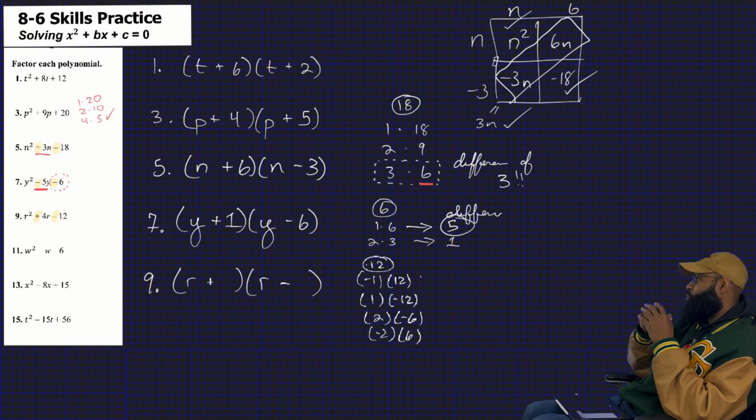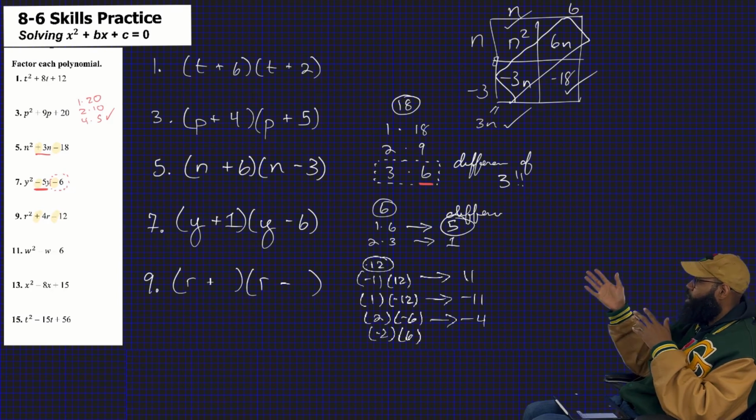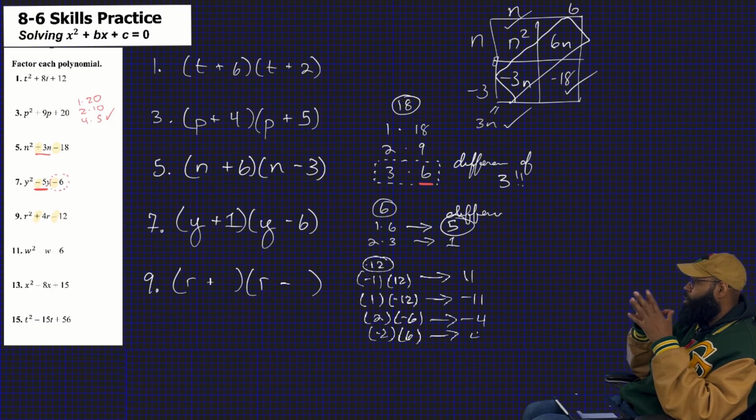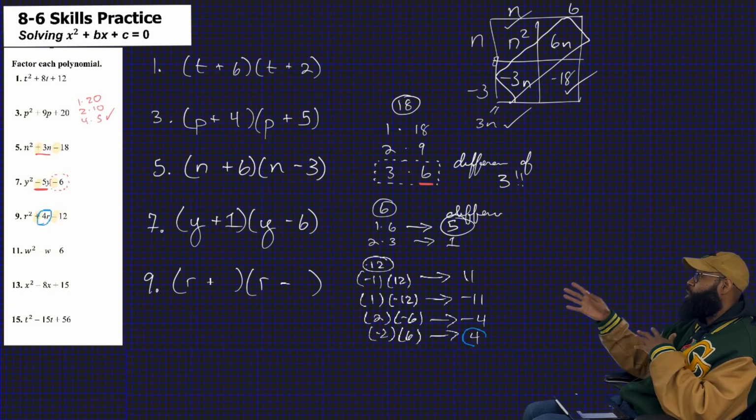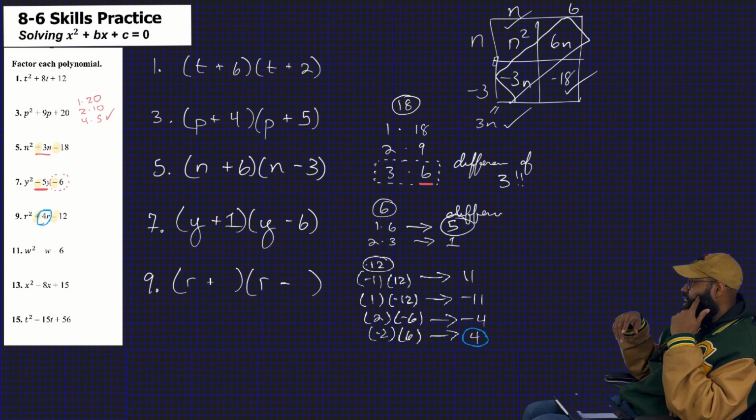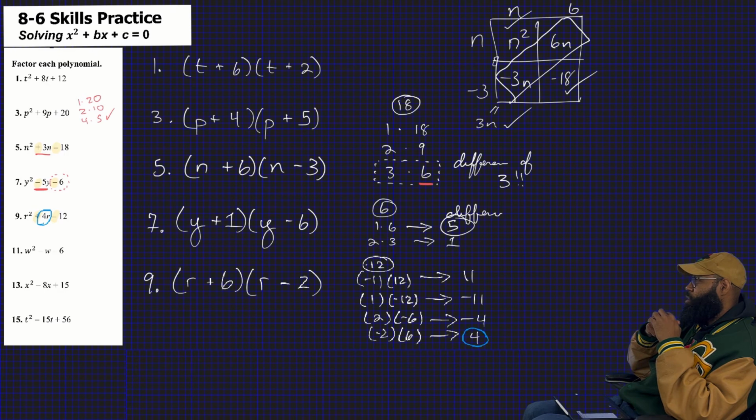Then 2 and negative 6, which adds up to negative 4. Negative 2 and positive 6, which adds up to positive 4. So which one works out for what we need in the middle term? The last one. So now by putting the negatives in the positive, like I did not do in 7, but when I did that in 9, now I see that, oh, r minus 2 and r plus 6. Got it. Let's do it again, right?